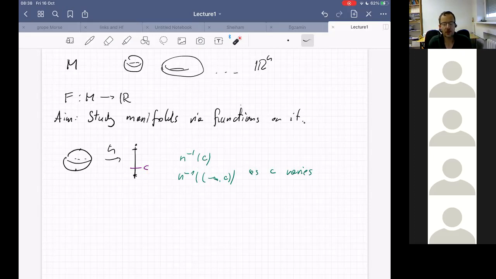Shouldn't this be a half closed interval for this to be the case? Otherwise, one is a point and the other is empty. Yes, you're right. So this is half open or half closed. We can look at both. Thank you for this remark.